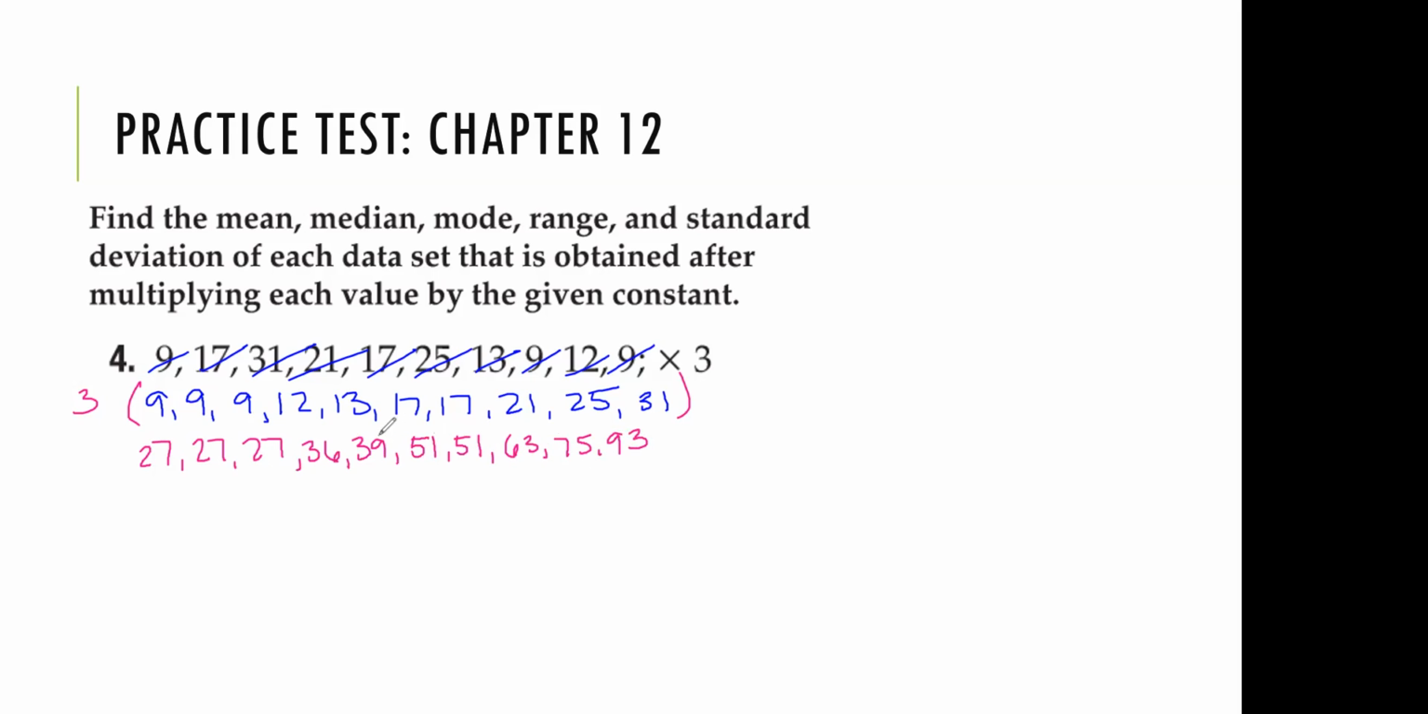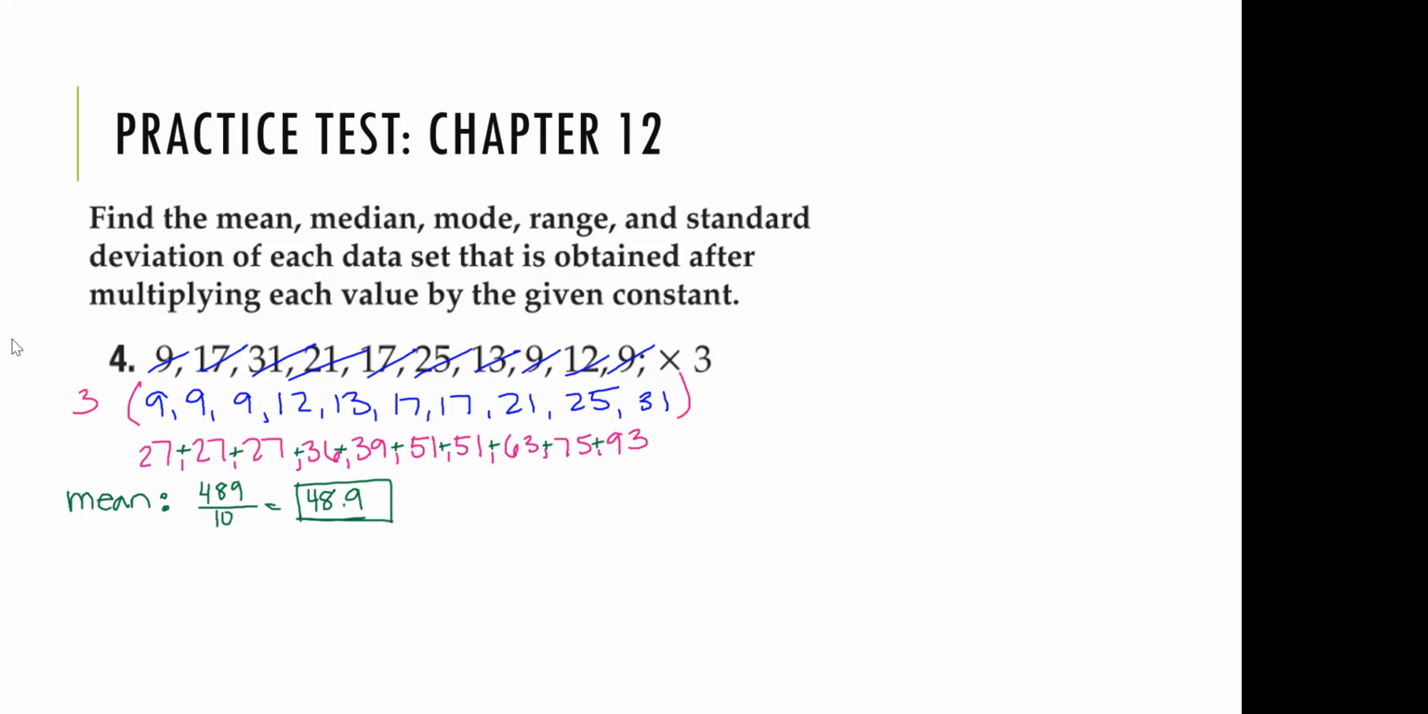Okay, so then to find my mean, I need to add up all of these values together and then divide by 10 because there are 10 pieces of data in this data set. Okay, so if I add all of them together, I get 489, and then I'm going to divide by 10. So my mean is 48 and 9/10.